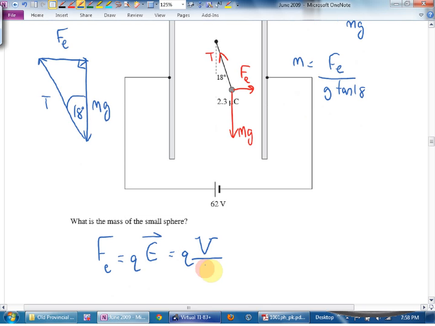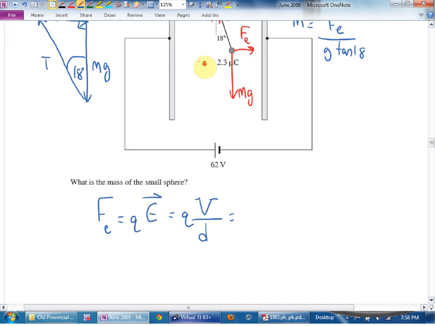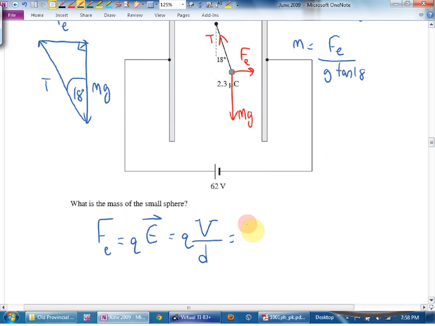What was Q? 2.3 microcoulombs. What was micro? Question, Vitaly or Leslie? No, we're good. Awesome. 2.3 microcoulombs, so 2.3 times 10 to the negative 6. Voltage, 62. I have to be a bit careful. What distance did they give me? Can you see it at the very, very back? Centimeters. I'm not going to fall for that, right?